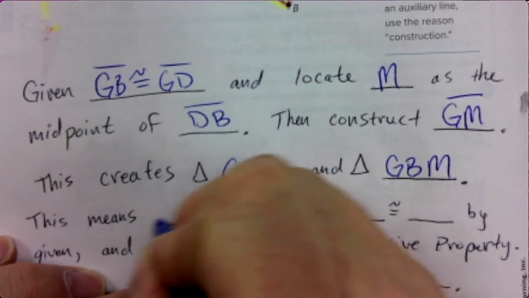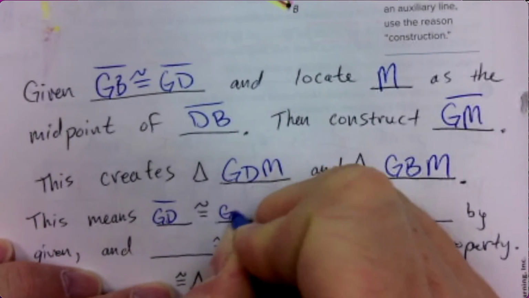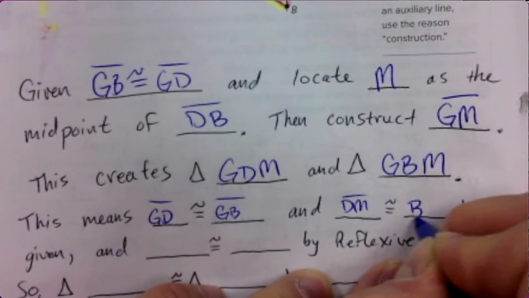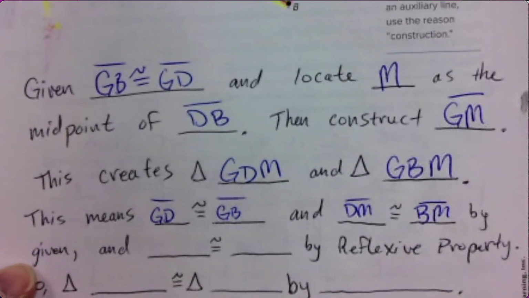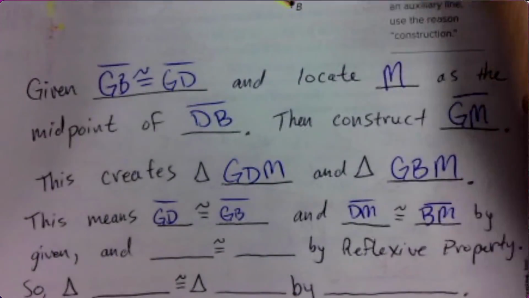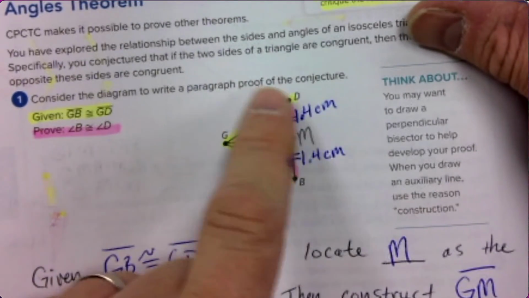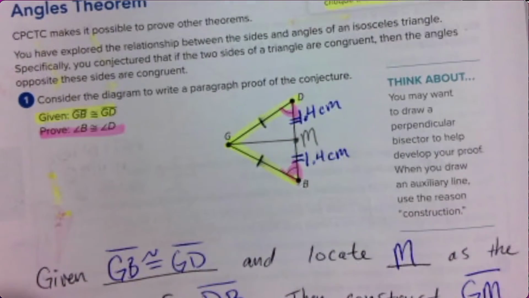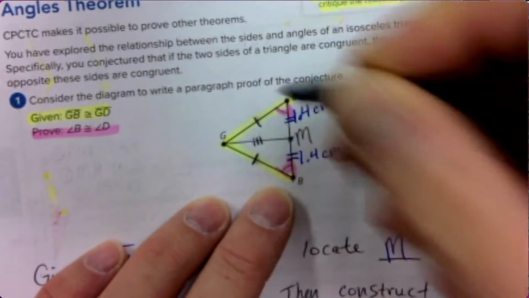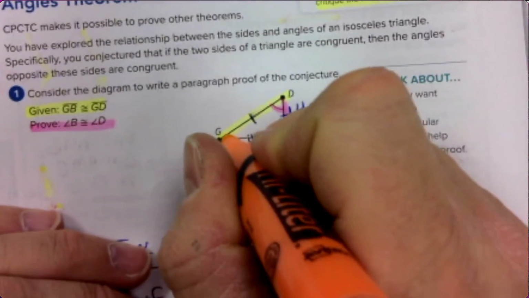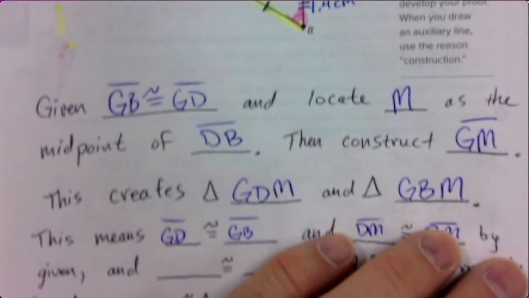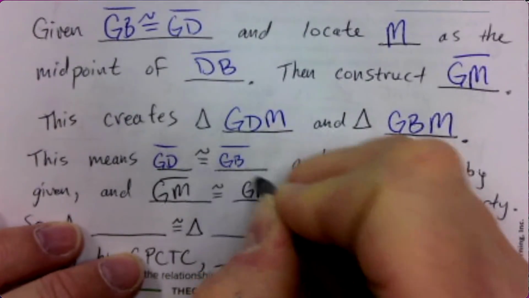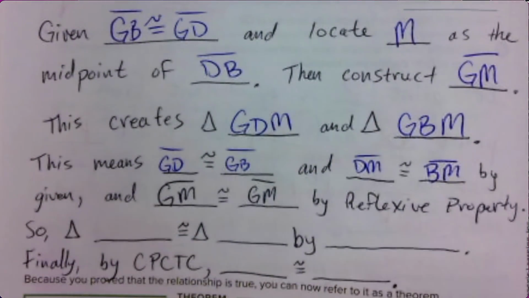This means GD is congruent to GB, and DM is congruent to BM, because we did that, they're given. Also in the diagram, look right here, the top triangle has GM for its third side, and the bottom triangle has GM for its third side. So actually, GM is the third side of both triangles, and it is congruent to itself because both triangles have GM as a feature on them. And that's, of course, by the reflexive property.